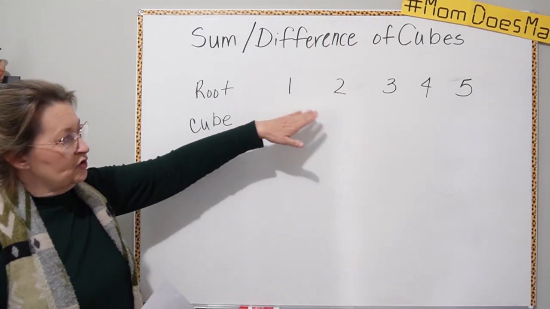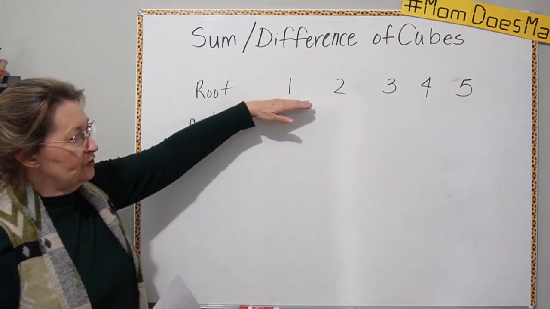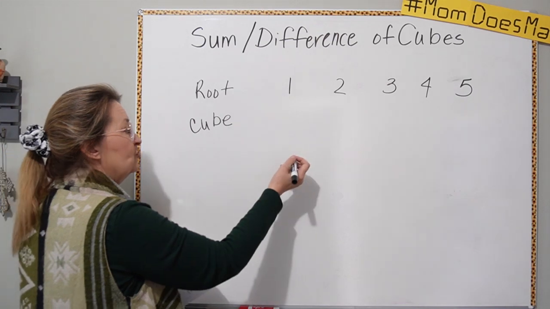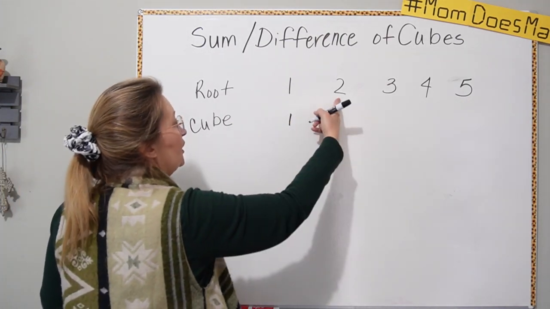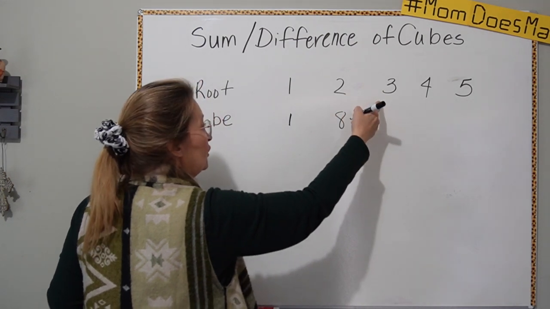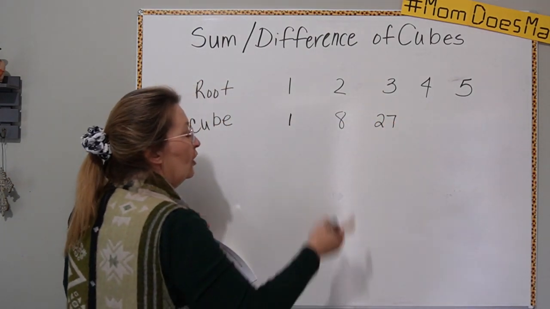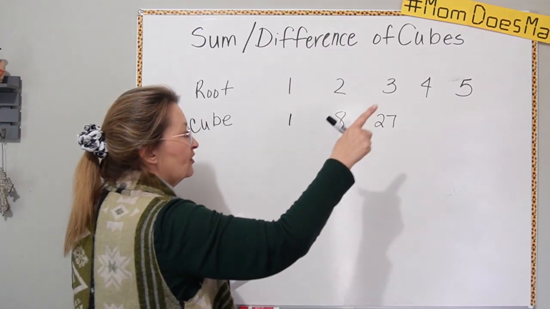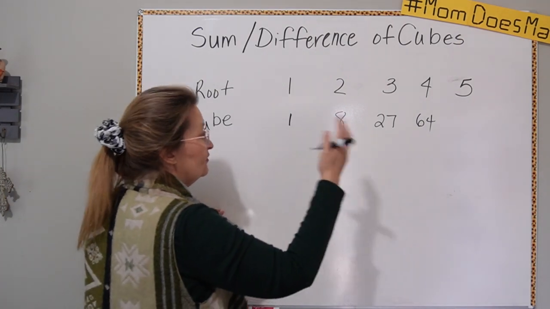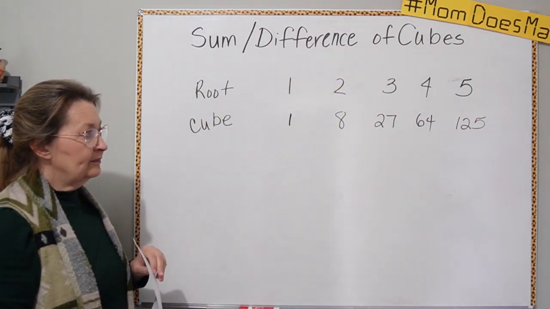If I take the numbers 1, 2, 3, 4, 5, and I want to find their cube, if these are the roots, then I'm going to cube it. 1 to the third power is 1 times 1 times 1, which is 1. 2 cubed is 2 times 2 is 4 times 2 is 8. 3 cubed, 3 times 3 times 3 is 27. 4 cubed is 4 times 4 times 4, 64. And 5 cubed is 5 times 5 times 5, which is 125.